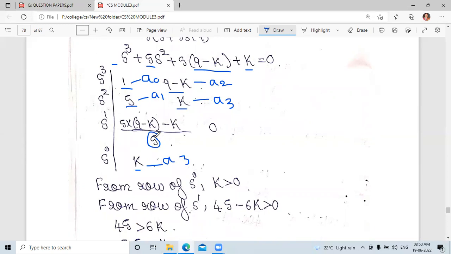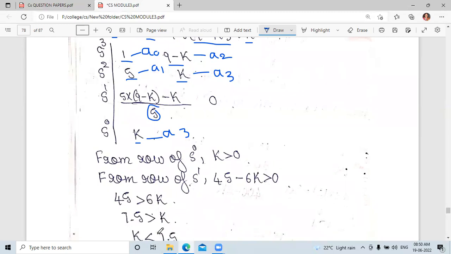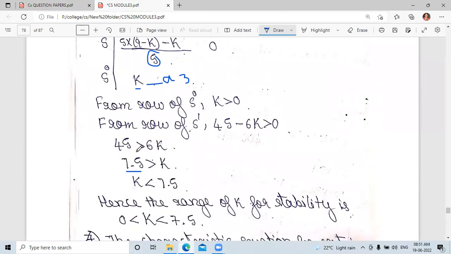The denominator will become 0. Okay. So 45 minus 6k greater than 0, 45 greater than 6k, 45 divided by 6. 45 divided by 6 is 7.5, greater than k. So k is less than 7.5. What they are saying is 7.5 is greater than k, so that means the k value will be less than 7.5. Hence the range of k for stability is 0 less than k less than 7.5. This is the answer. Okay.